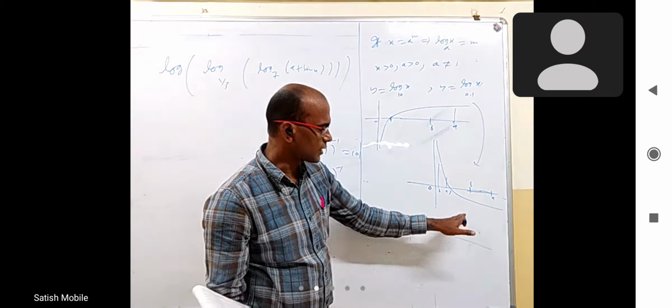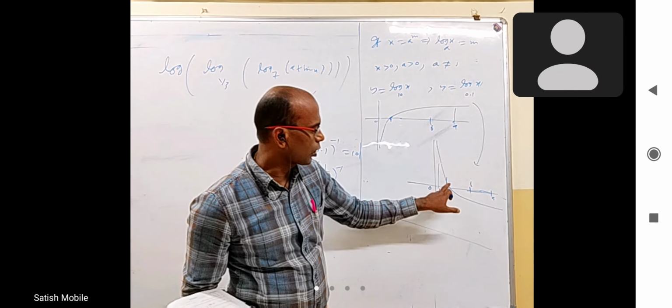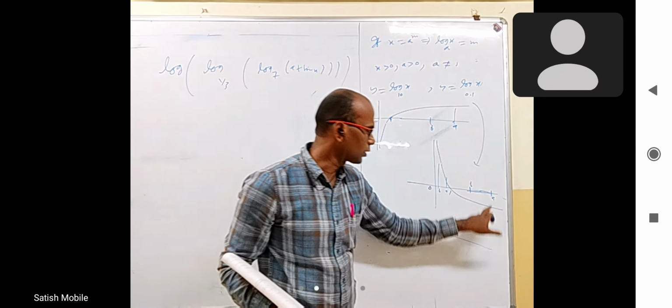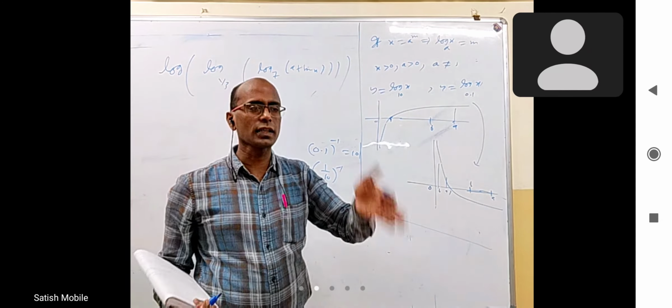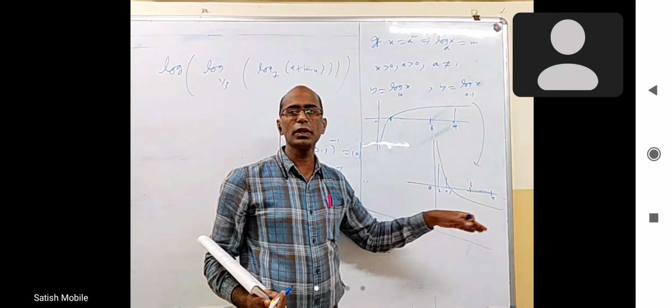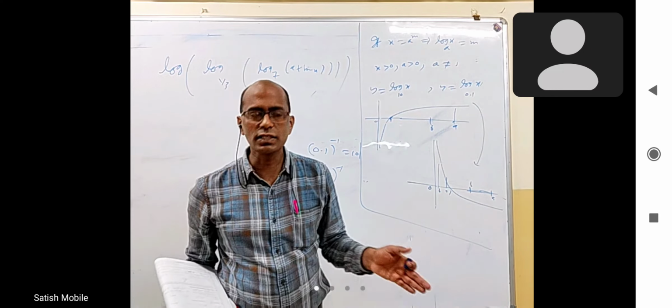A is on the right side, the bigger number, b is the smaller side. But log a is smaller than log b. Here also log a is smaller than log b. So here, when a is greater than b, log a is greater than log b. But here, when a is greater than b, log a will be less than log b.